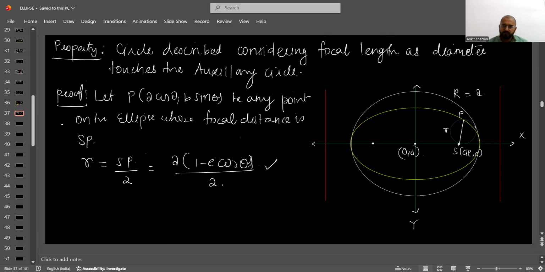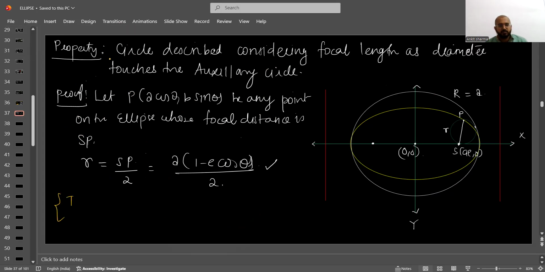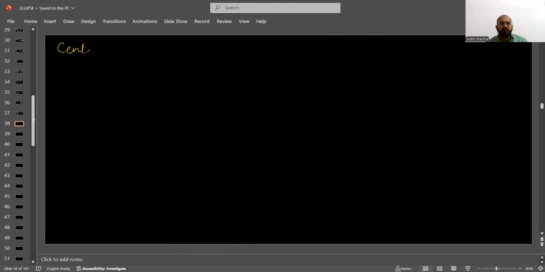Now I have to show that this circle touches the bigger circle. So basically we need the condition for two circles touching each other internally. The condition is that r minus capital R must be equal to the distance between their centers, C1 and C2. So now I need the center for this little circle, which is nothing but the midpoint of SP.